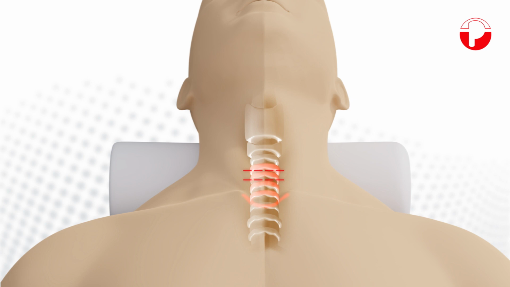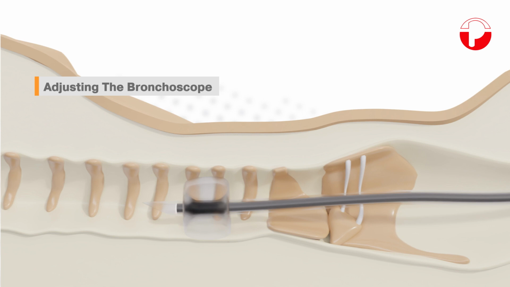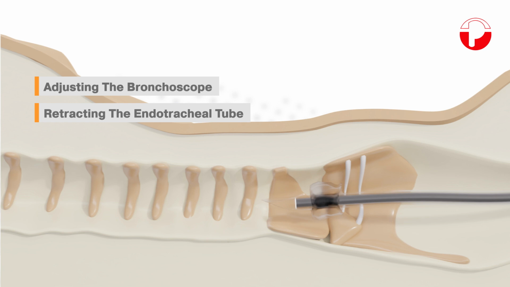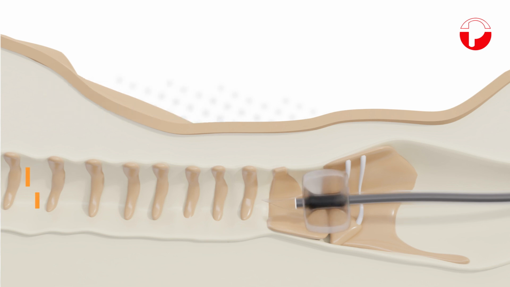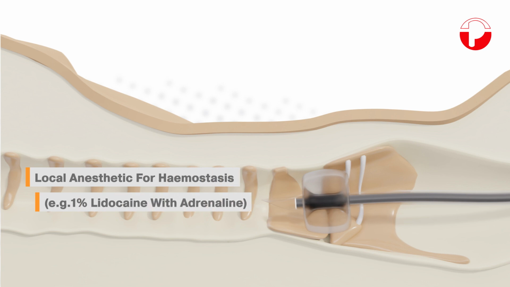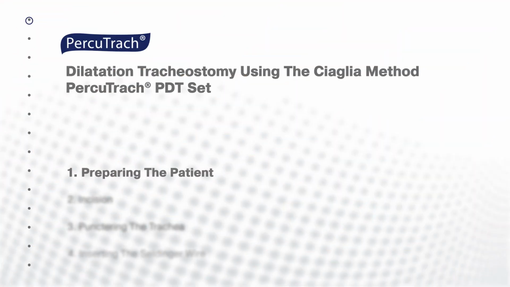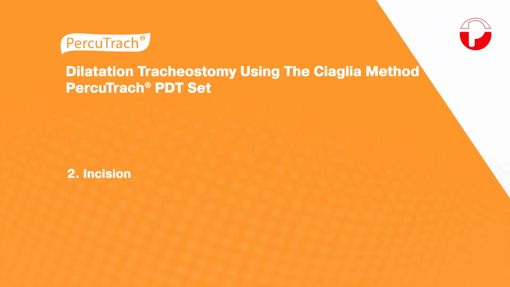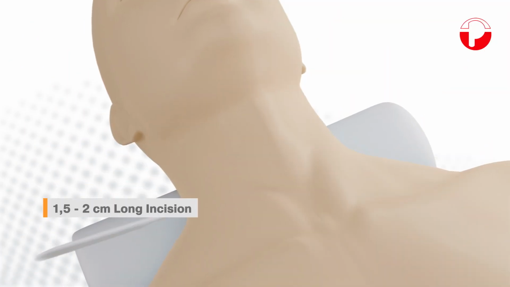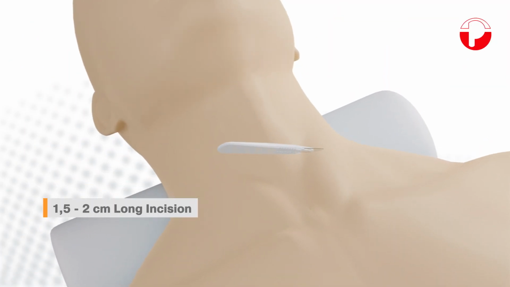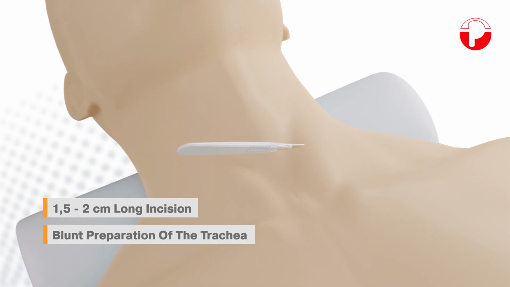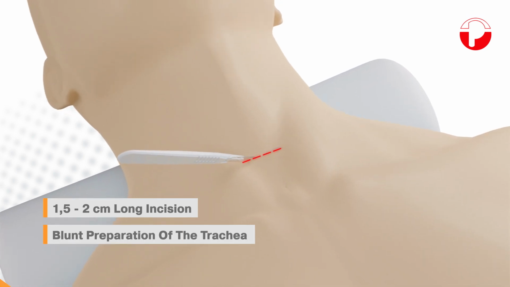Now the bronchoscope must be adjusted to prevent the cuff from being pierced in the process. The completely deflated endotracheal tube is pulled until just below the vocal cord level. Here it is reinflated again. For hemostasis, a local anesthetic should be injected. Now a 1.5 to 2 centimetre long incision is made in the tracheal gap, and a blunt preparation of the trachea is performed.